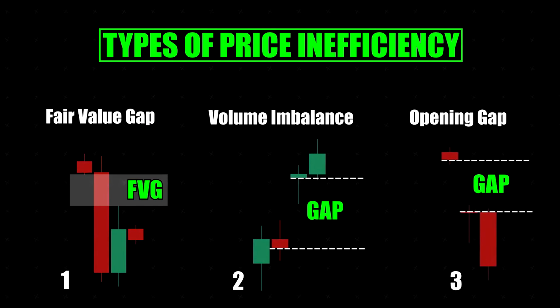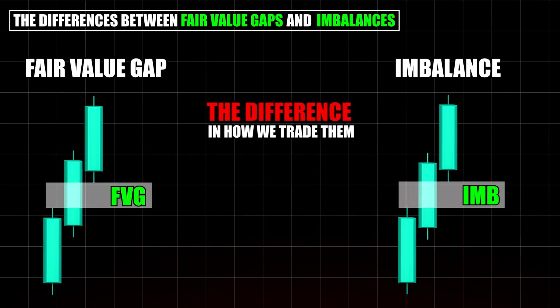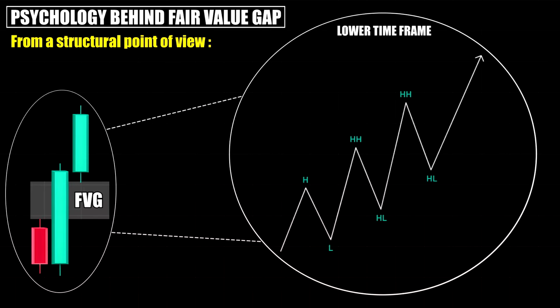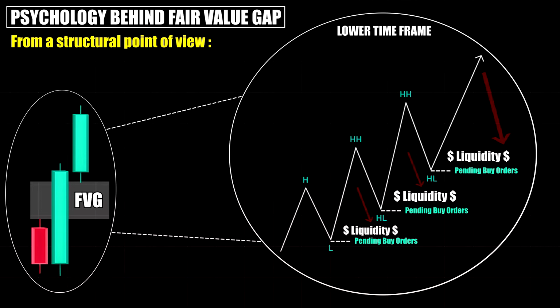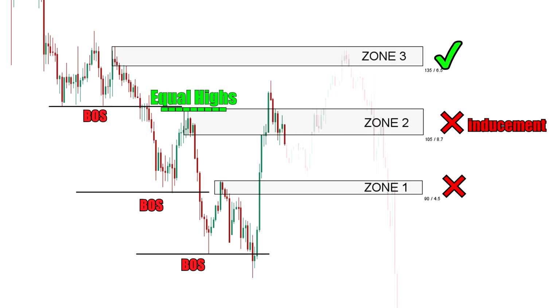The different types of price inefficiencies you'll see on the chart, and the key difference between fair value gaps and traditional imbalances. Then we'll break down the psychology behind FVGs, why price returns to these zones, and how smart money uses them to trap emotional traders. You'll also learn about inducement and how it creates weak FVG setups that most traders fall for.